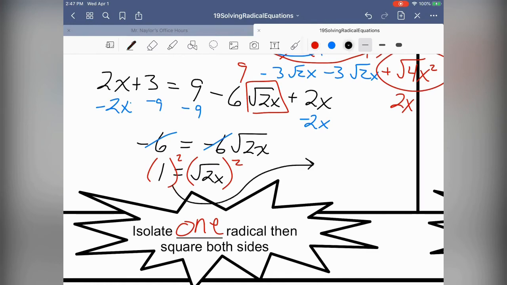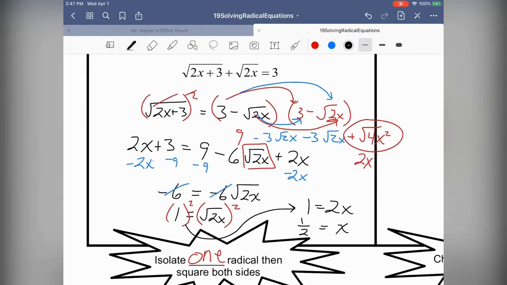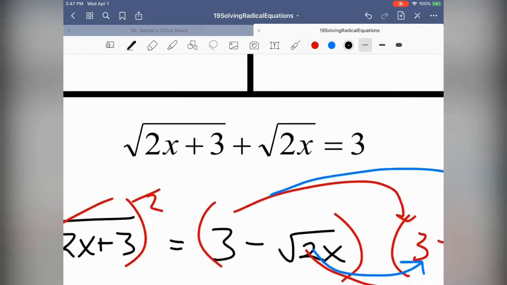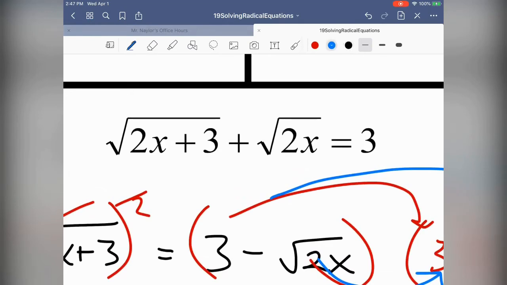I'm going to switch over here, and now I have to solve for x by dividing by 2. Okay, a little trickier, but what you did was you squared both sides, but you had to do it one at a time. Now, if we were in class, it's a common question for kids to say, why can't I just square both sides right away?